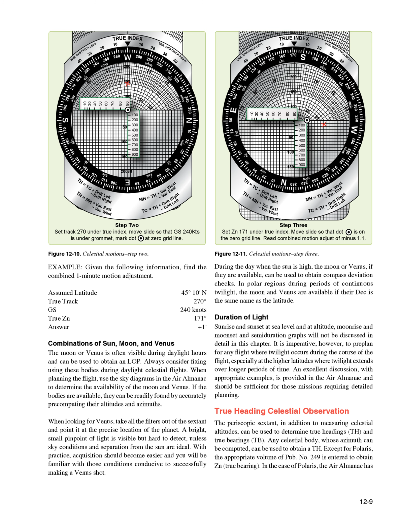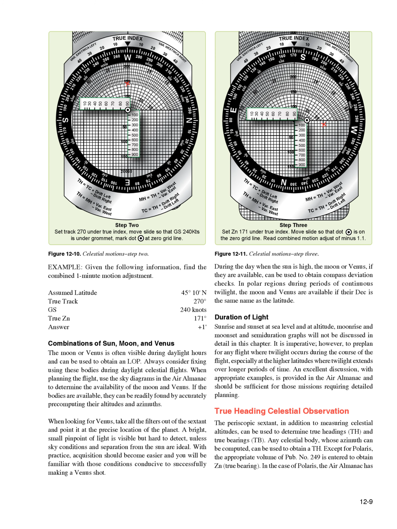When looking for Venus, take all the filters out of the sextant and point it at the precise location of the planet. A bright, small pinpoint of light is visible but hard to detect, unless sky conditions and separation from the sun are ideal. With practice, acquisition should become easier and you will be familiar with those conditions conducive to successfully making a Venus shot. During the day when the sun is high, the moon or Venus, if they are available, can be used to obtain compass deviation checks.